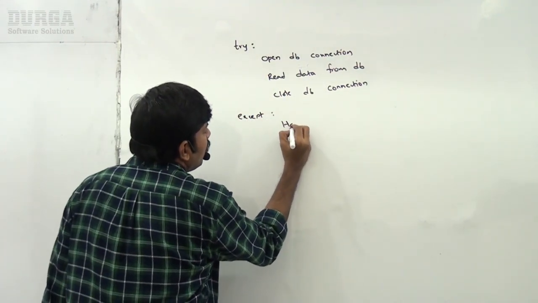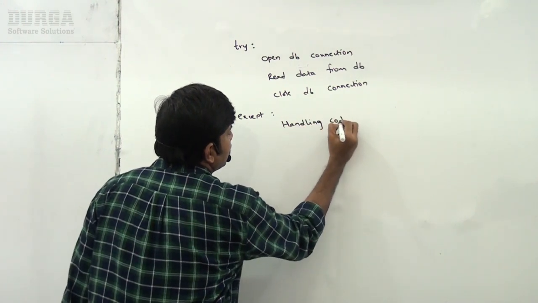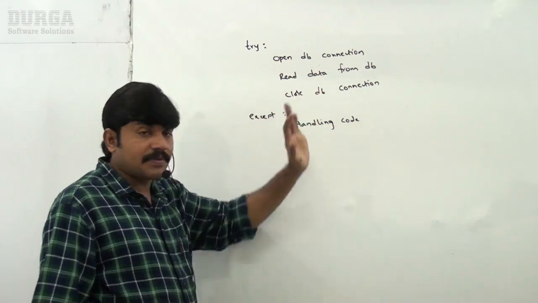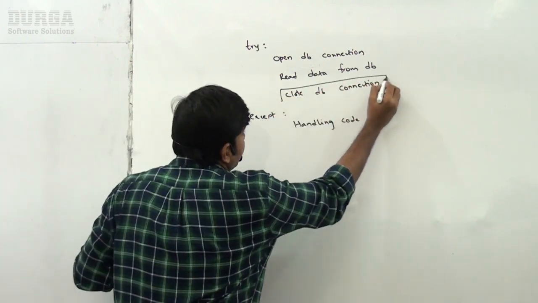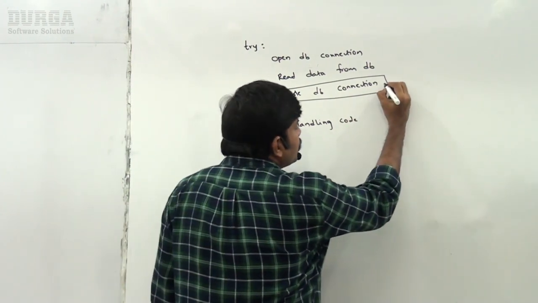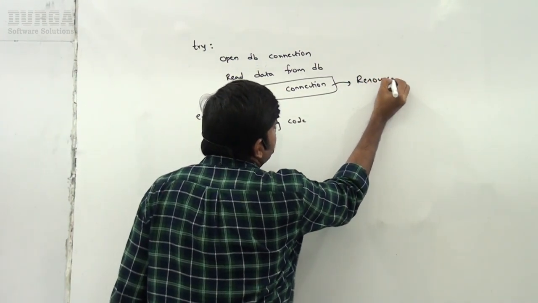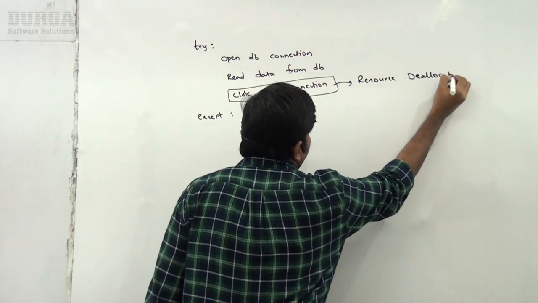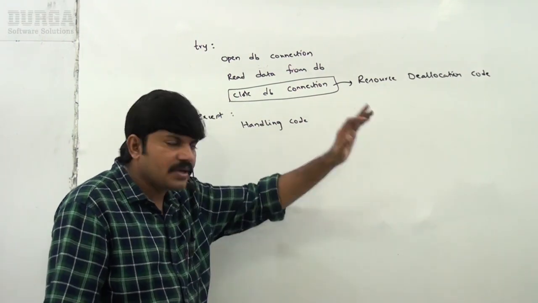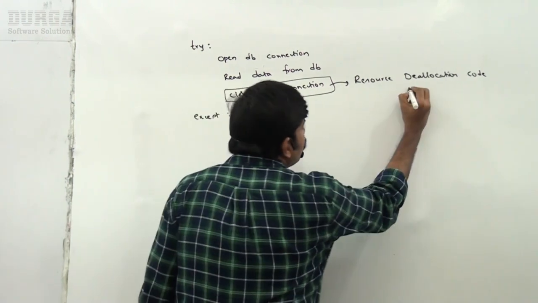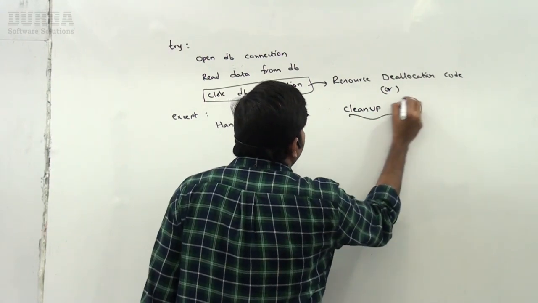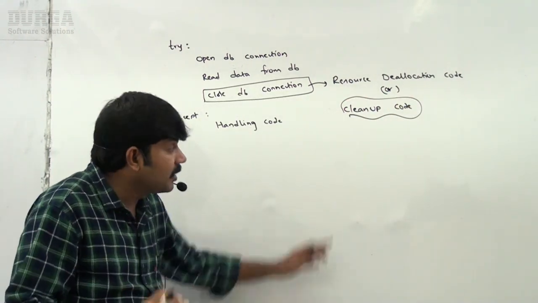Okay, except, now the corresponding handling code I'm taking, sir. Do you know, open DB connection, read the data from the database. What is the third line? Can you please read this, sir? Close database connection. Closing database connection, this code is called a resource deallocation code. Are you getting what is this code, sir? A resource deallocation. We are releasing the resources. Sometimes we can use the word cleanup code. Remember this one. This code is also known as cleanup code, right? Okay, resource deallocation code or cleanup code.